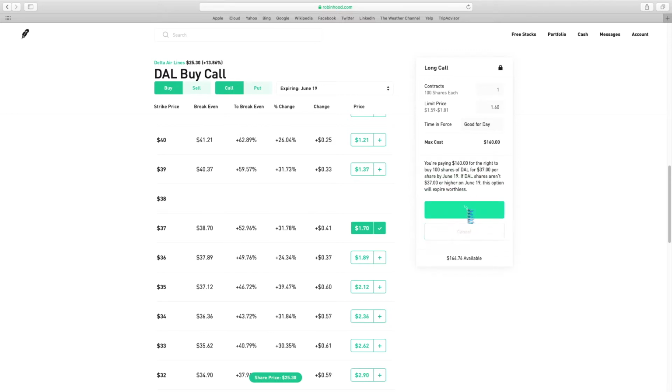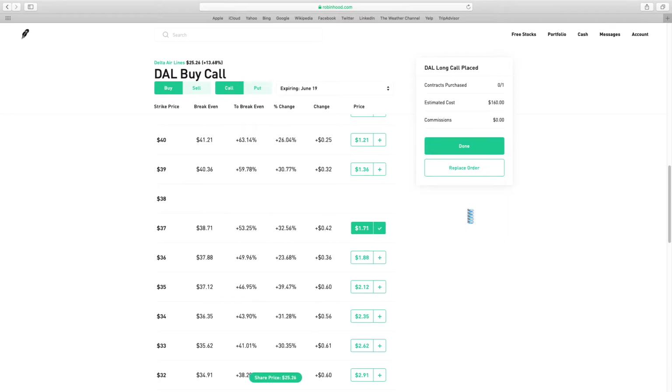So submitting. I'm not going to get filled right away because I'm trying to buy off the bid price. Whenever you're trying to buy off the bid price, you typically won't get filled right away. So you might have to adjust this as time goes on. I usually like to adjust it every minute or so. And then if the contract does increase in price drastically in a short period of time, it's better to miss out on profits than to lose money.